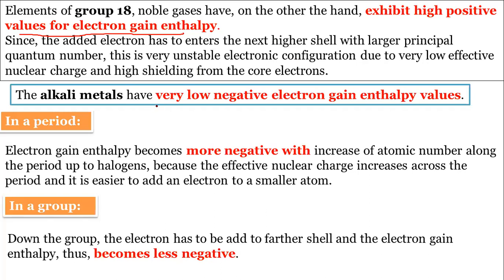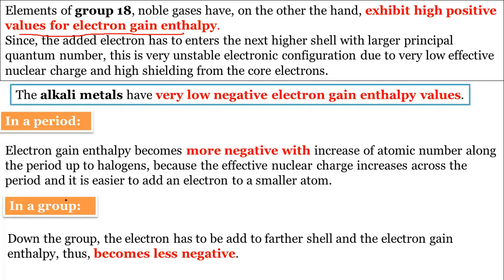In case of alkali metals, very low negative electron gain enthalpy values. In a period, what is happening? In a period, atomic size decreases because electron is added in the same shell. Electron will attract towards the nucleus. In a group, electron goes away from the nucleus. So remember these trends in a group.